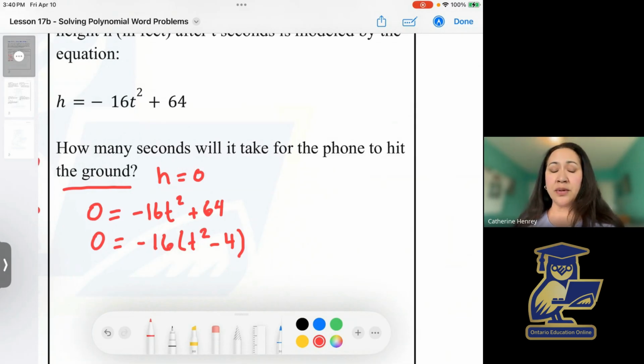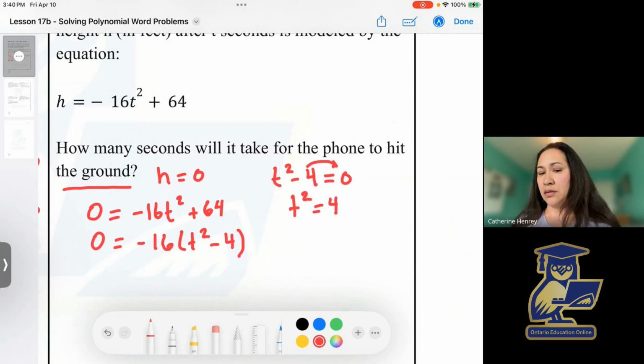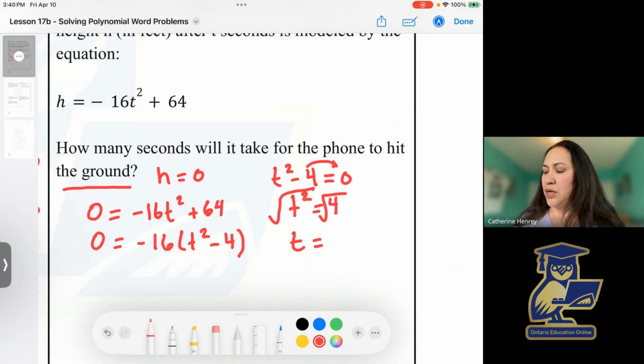Our zero product property says that I could take one of these factors out and set it equal to 0. So we're going to take t squared minus 4 equal to 0. When we solve this, we'll move that negative 4 over to the other side, and we'll have t squared is equal to positive 4. And then to solve for t, we take the square root of both sides. So t is equal to plus or minus 2.